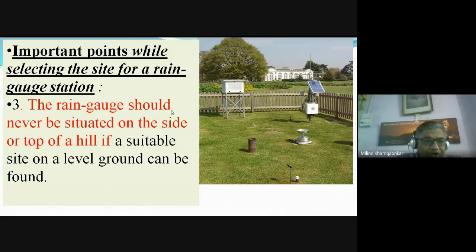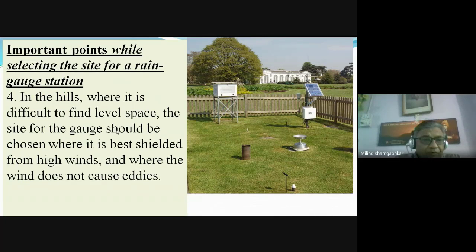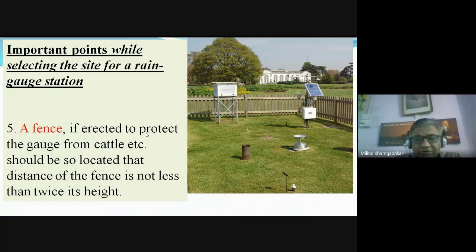It should never be situated on the side or top of a hill. If we want to locate the rain gauge station at the hills, then as far as possible find a level place or level space, so that the ultimate thinking is that the rain falling or the precipitation occurring should not be obstructed.